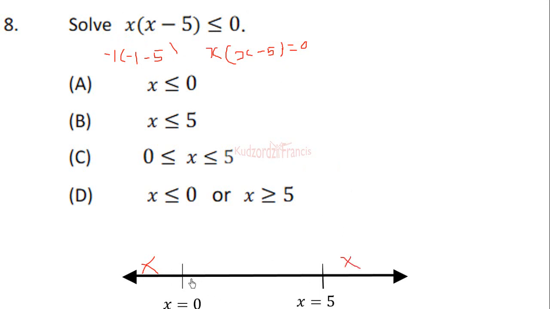Now we can pick a point from within this range. Let's pick 1. If you put 1 here you get a negative value, if you put 1 here you get positive. Negative times positive will give us negative, and this region satisfies the inequality. Therefore the solution set is this. And how do you write this as an inequality? It is inclusive from 0 to 5. Therefore the correct answer is this, which corresponds to option C.